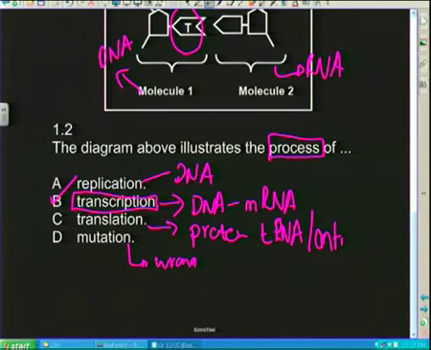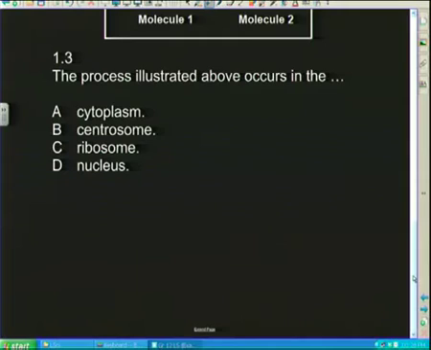Okay, going on to the next question. They gave you the 1 diagram and they actually asked quite a few questions on it. So if you understand the diagram, quite a few questions are related to it. So we're going to go here. The process illustrated above occurs in, and we already said that the process was transcription. And where does transcription occur?